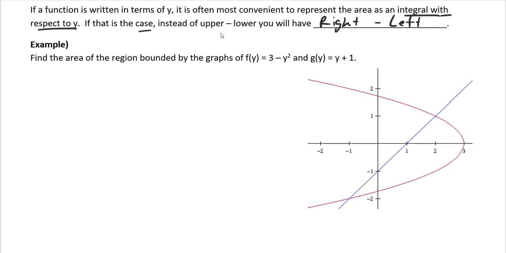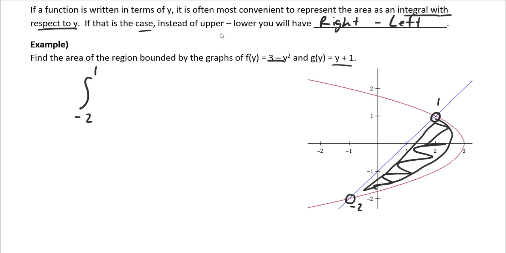These two pieces intersect at the y value of 1 and the y value of -2. Not the x, because I'm taking the antiderivative with respect to y. So the integral is going to be from -2 to 1. Now, what's the top function? Well, the top function is the rightmost function. I'm finding the area in between this curve in here. And so the rightmost is that parabola, so that's 3 minus y squared minus y plus 1 dy.